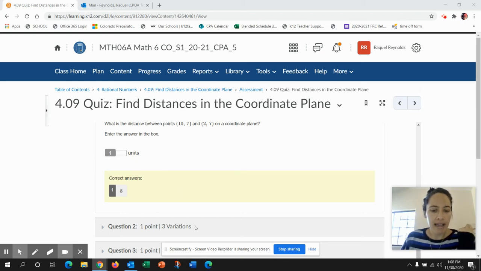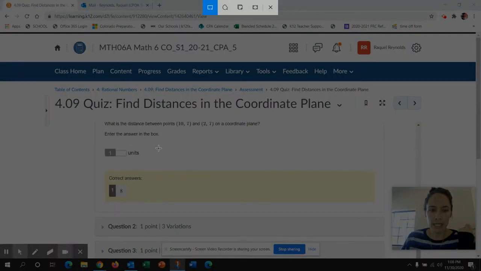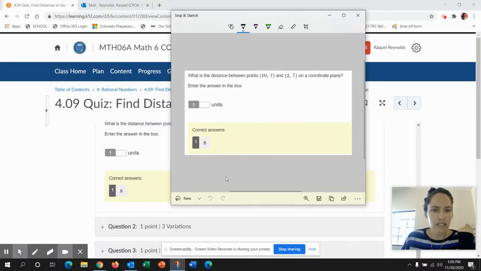So, let us do some math. What distance is between the points? Looks like (10, 7) and (2, 7). So here we're thinking about, they're both on the y-coordinate 7, right?